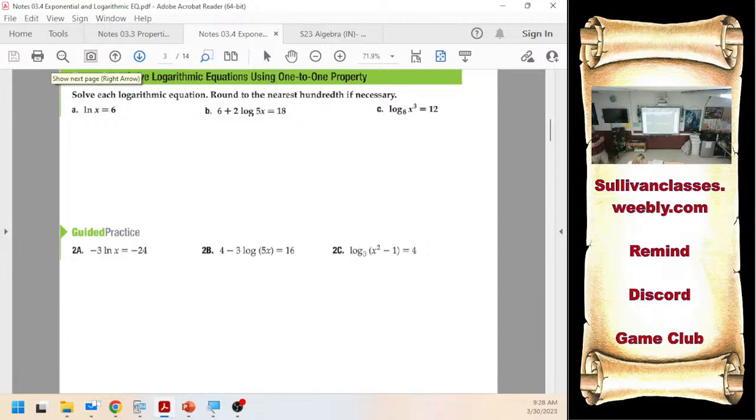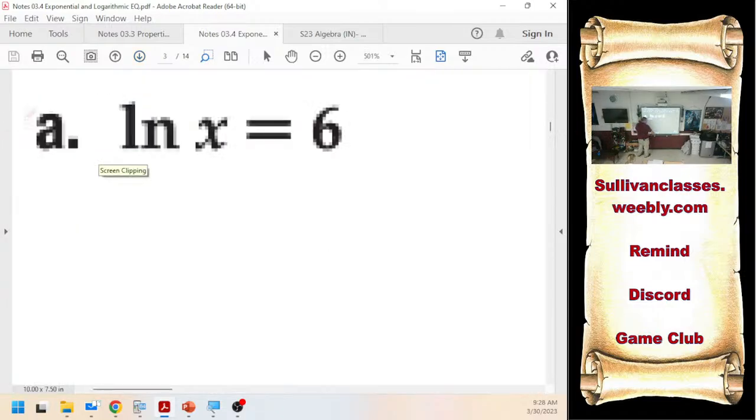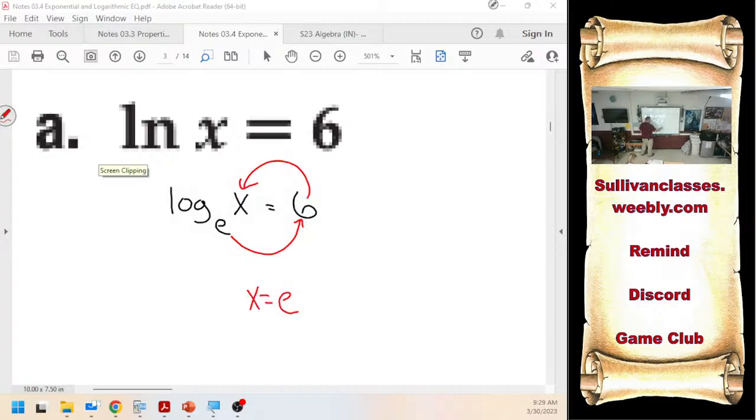Logarithmic equations. These ones are all going to be based off the definition. We're not at the one-to-one property yet. This is just straight up definition. What's the base on this? E. Okay, this is log base E. And the definition says this to this power equals object. So x is just e to the sixth. That's my answer.